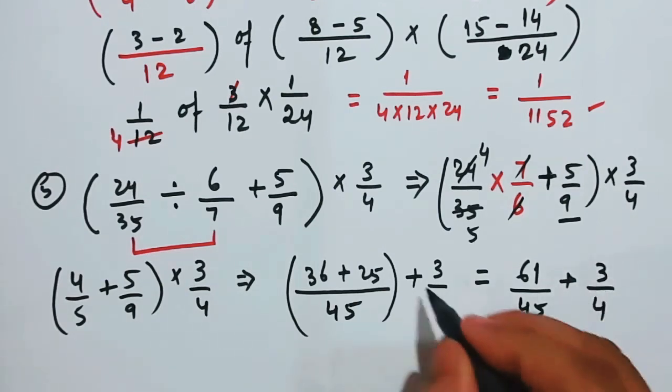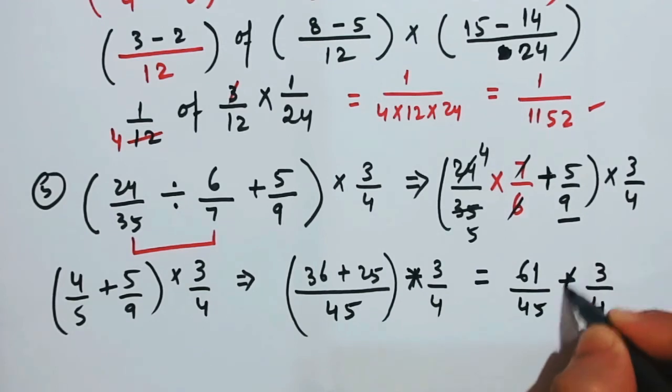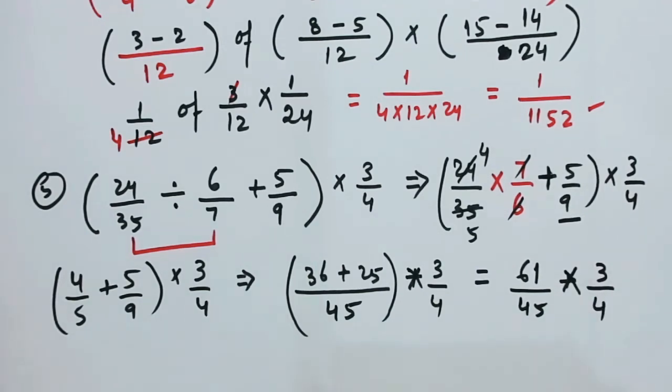No, so not plus 3 by 4. It was in multiplication form. I'm teaching something else and this is not right. Okay, so here have a look. So what are you going to get, my dear? Here you will get 61 by 45 into 3 by 4.